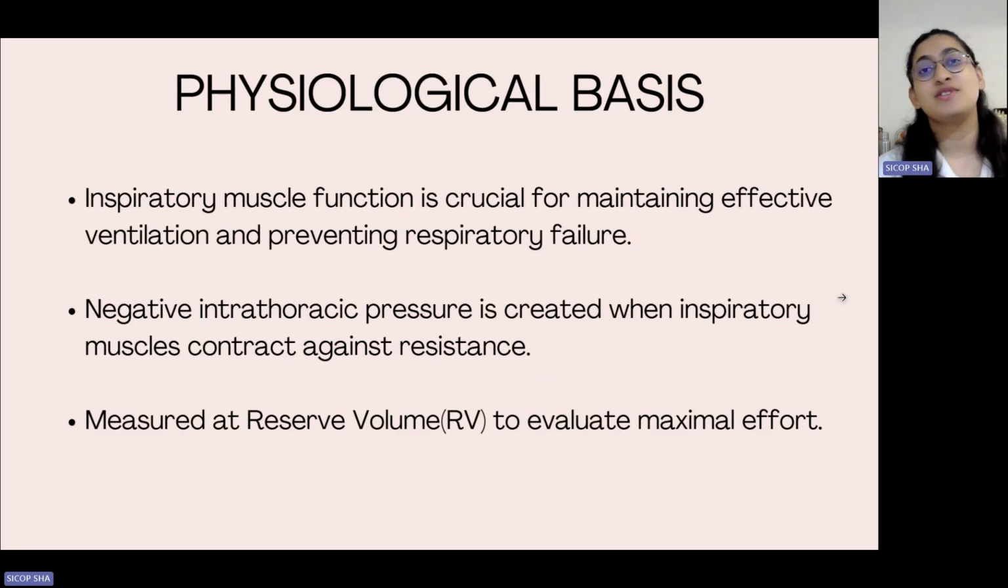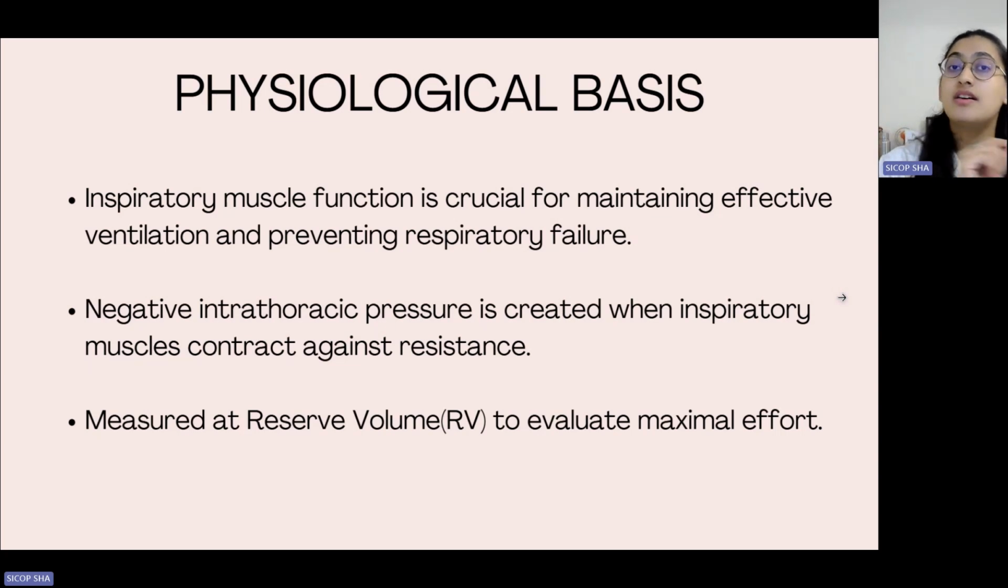Let's start by understanding the physiological basis for maximal inspiratory pressure. Inspiratory muscle function is crucial for maintaining effective ventilation and preventing respiratory failure. The primary muscles of inspiration, that is the diaphragm and the external intercostal muscles, help to generate a negative intrathoracic pressure by contracting against resistance. Now, this inspiratory pressure is what is important for us to know, on the basis of which we can evaluate the patient. So this maximal inspiratory pressure is measured at residual volume to evaluate maximal effort.